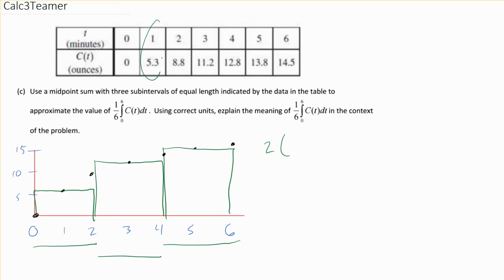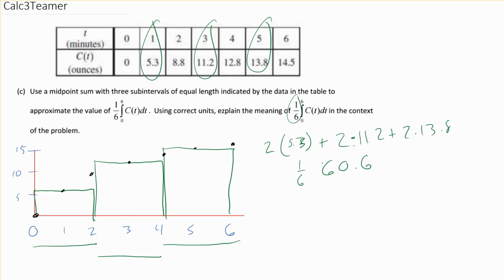So 2 times 5.3 plus 2 times 11.2 plus 2 times 13.8. And I think you get 60.6. And we've still got this 1/6 in front. So when we do 1/6 of that, we get 10.1.